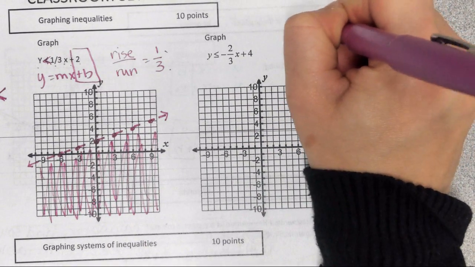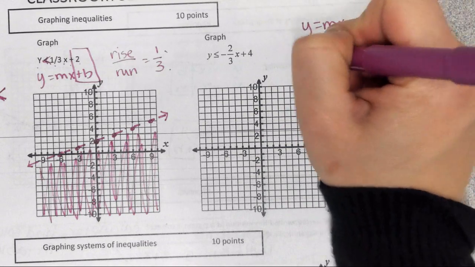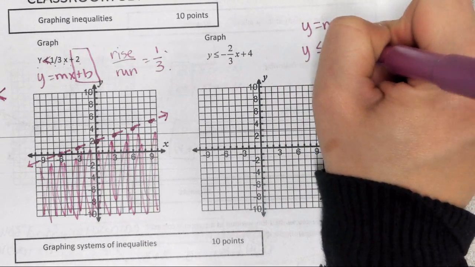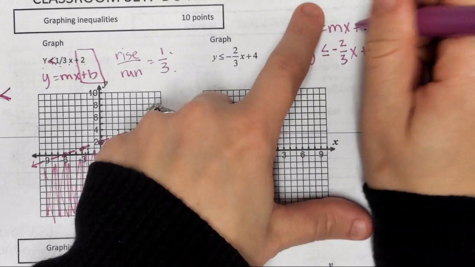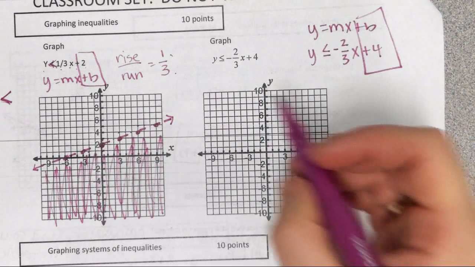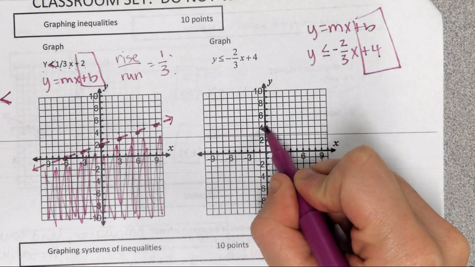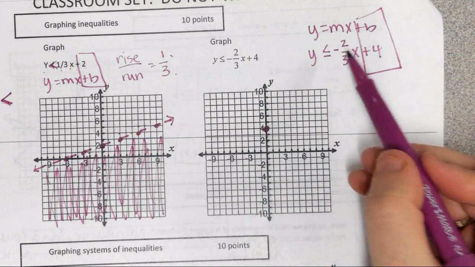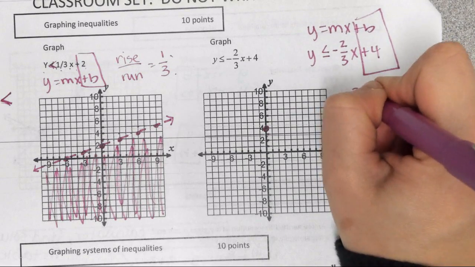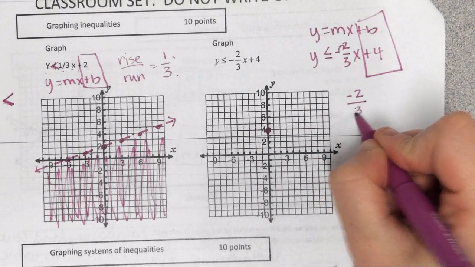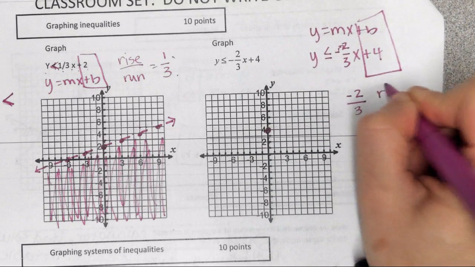So let's go ahead and take a look at this one. Remember, y equals mx plus b. So we have y is less than or equal to negative 2/3 x plus 4. So we start with our b. b is positive 4, so I'm going to start here at 0, go up to positive 4, plot my first point. Now my slope here, it's already a fraction, so I'm just going to attach my negative sign up here. I could also put it at the 3 if I wanted, but just for now we're going to start there.